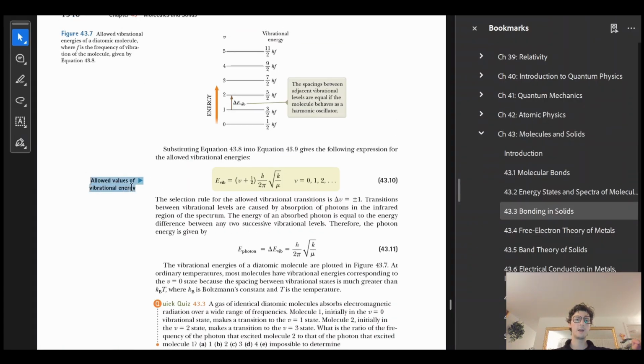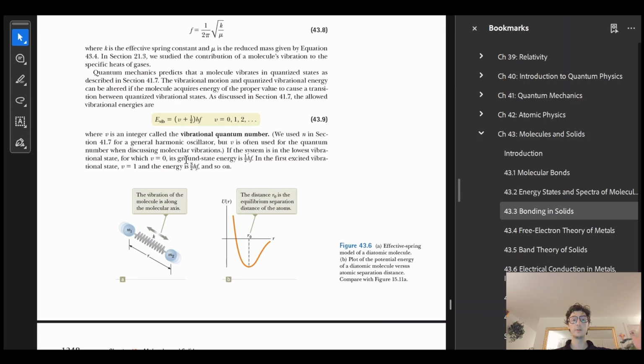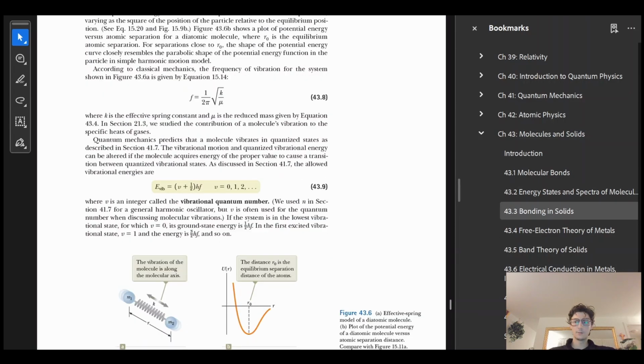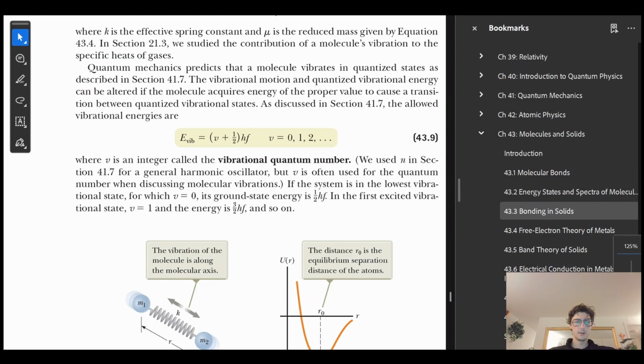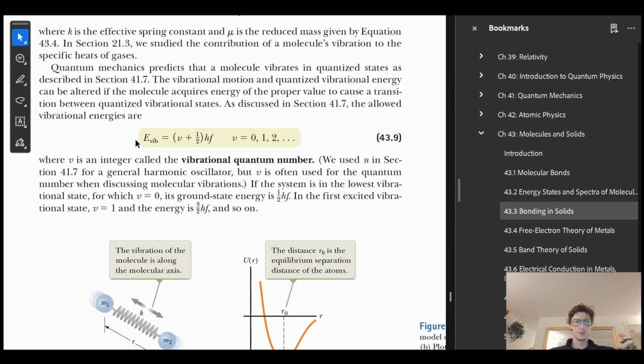Allowed values of vibrational energy. E subscript VIB, vibration, equals V. What is V? I'm not too sure, and they don't give it in the equation sheet, so we actually have to check. Aha, here it is. They introduced the equation here, equation 43.9. V is an integer called the vibrational quantum number. Another quantum number. You plug this in, V can be 0, 1, 2.